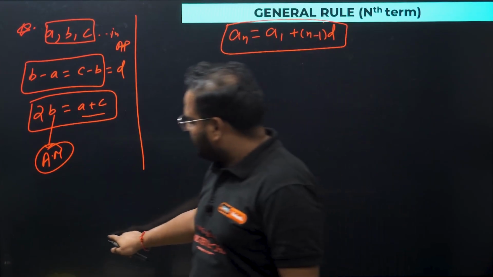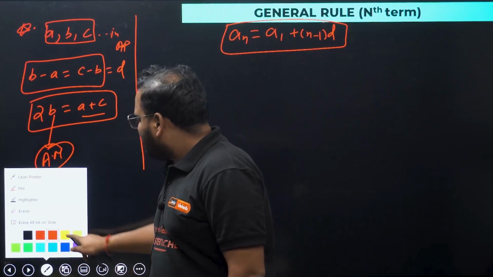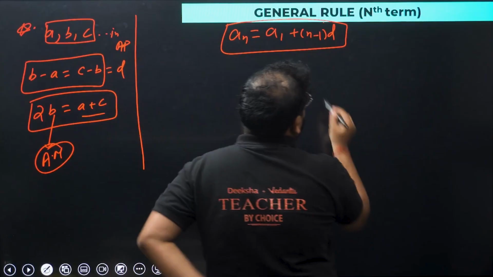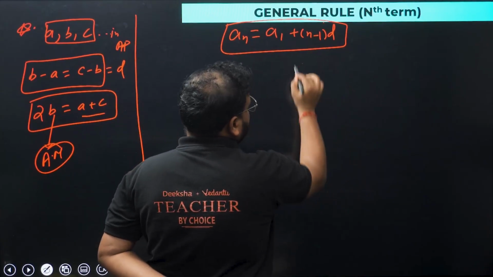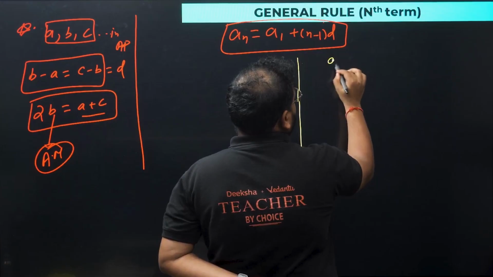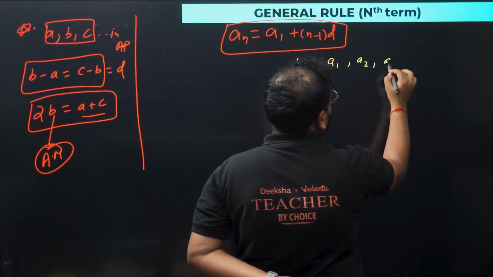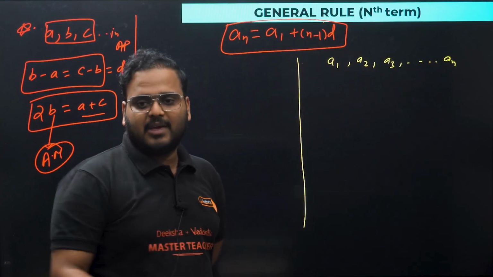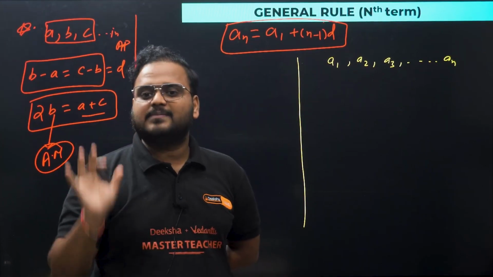I'll show you, don't worry. I'll give you the derivation as well. So let me start from here. Let's say the AP is A1, A2, A3, and so on till AN. That's my AP, okay?